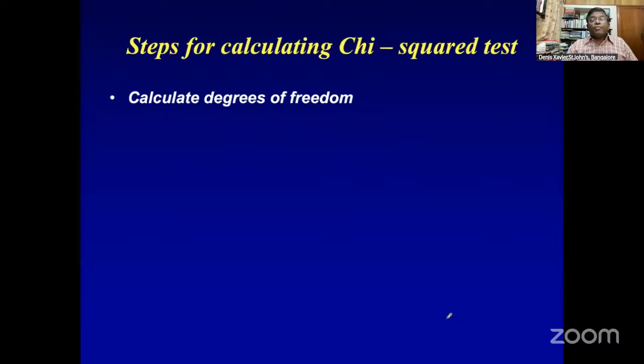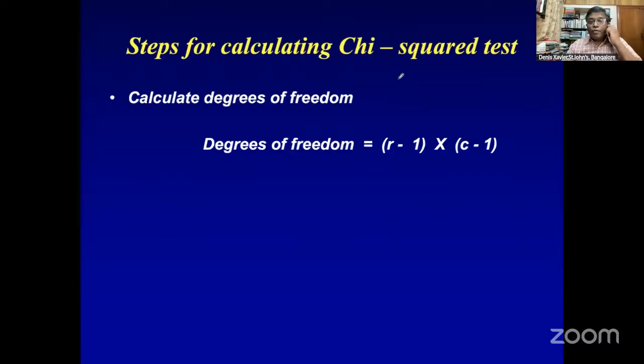For that, we need to know the degrees of freedom in which we are operating for this particular test. I told you earlier also, what is the degree of freedom? Degrees of freedom is the total number of calculations that we are making minus the numbers that we have. Degrees of freedom for the chi-square test is number of rows minus 1 into number of columns minus 1. How many rows do we have? 2 rows and 2 columns.